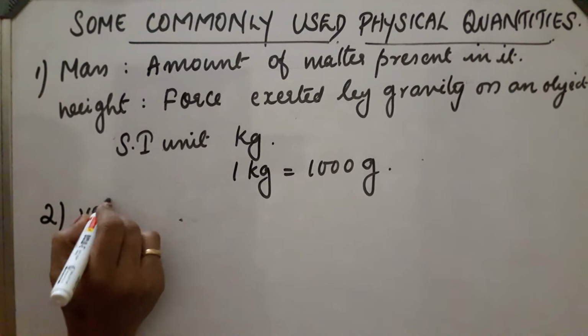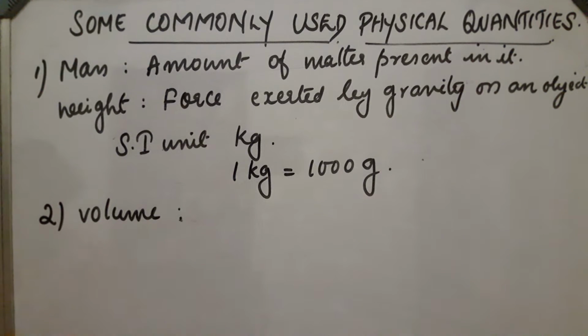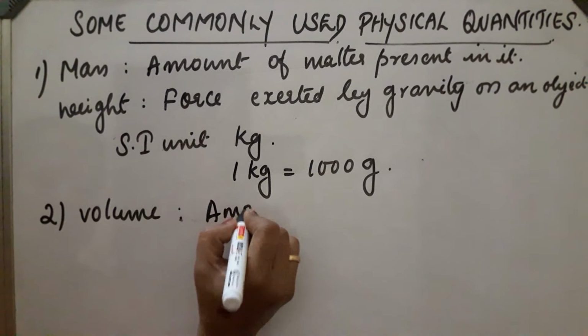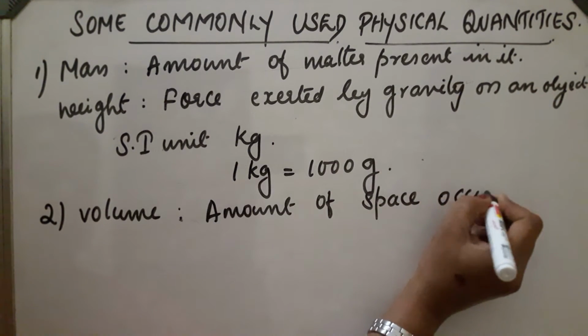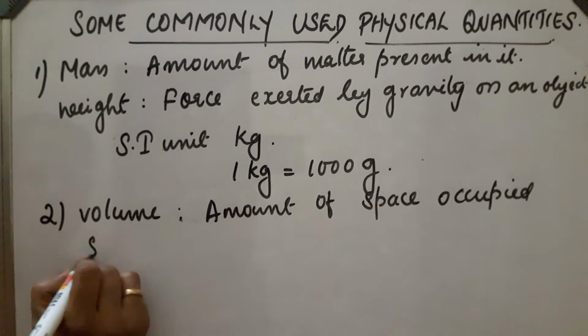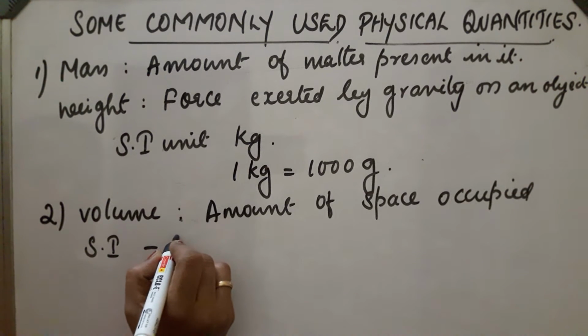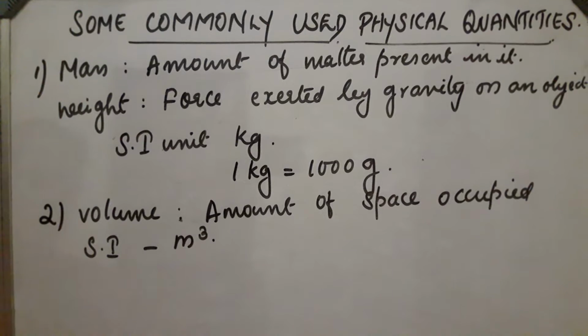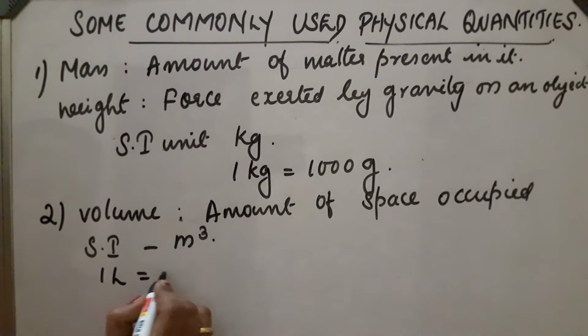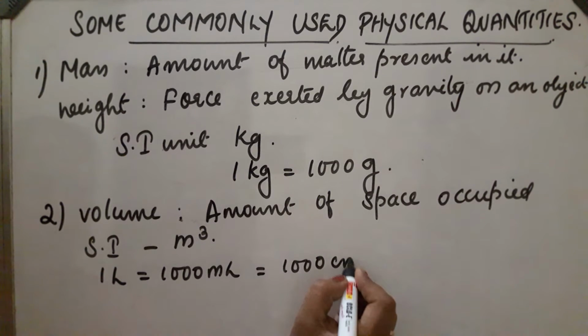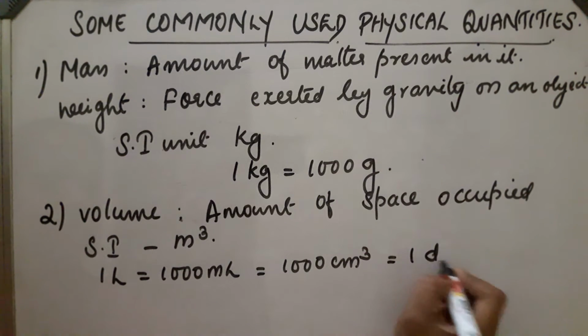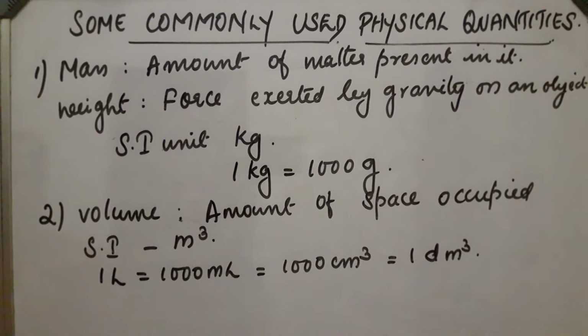Next, the second one, volume. What do you mean by volume? Volume means the amount of space occupied by the matter. The SI unit of volume is meter cube. There are also some other units. Liter: 1 liter is equal to 1000 milliliter, which is equal to 1000 centimeter cube, which is equal to 1 decimeter cube. These are different units of volume.